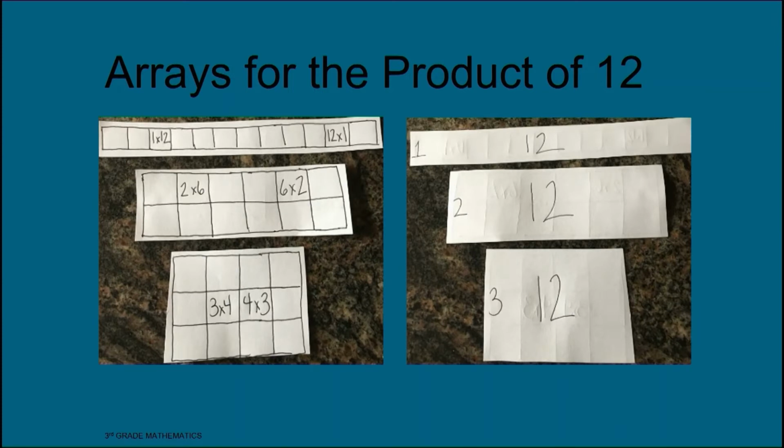For the product of 12, there are 3 arrays. Did you find all 3? The 1 by 12 or 12 by 1, the 2 by 6 or the 6 by 2, the 3 by 4 or the 4 by 3.